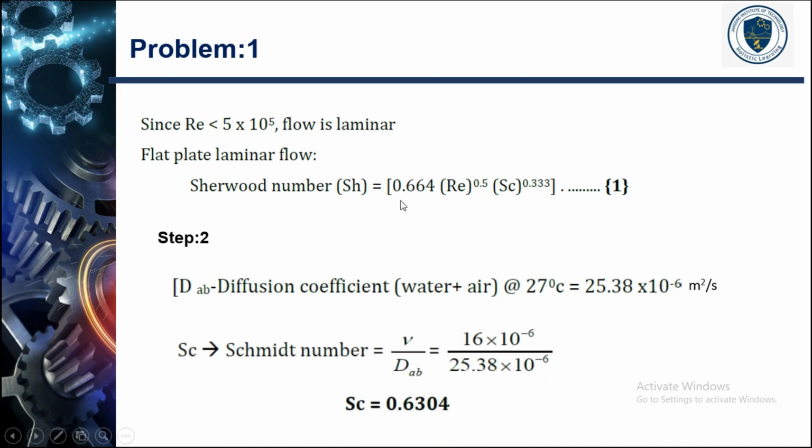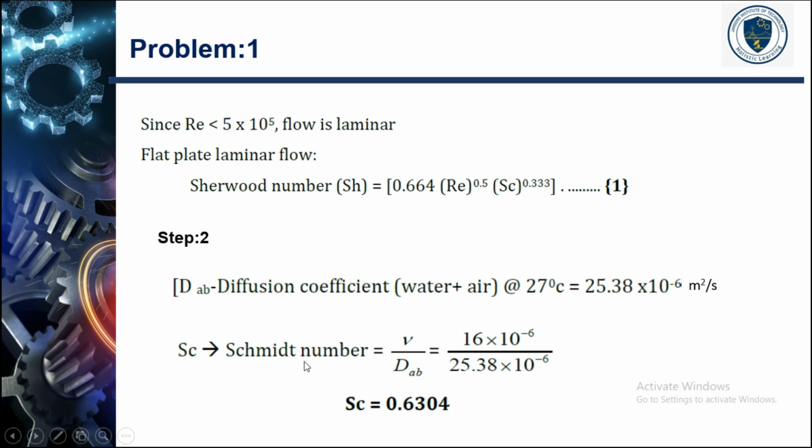So we have to find the Schmidt number. The Schmidt number is unknown here. So how to find the Schmidt number? That is nu by DAB. We don't know DAB, that is, the diffusion coefficient is not given in the problem. So once again we go for the data book, the HMT data book. In the HMT data book, for the water-air combination at 27 degrees Celsius, we have to find this data.